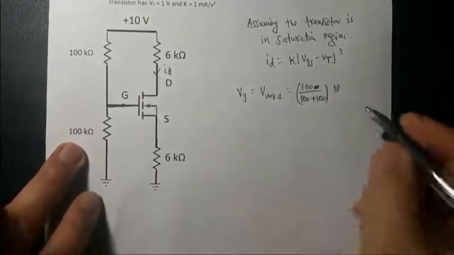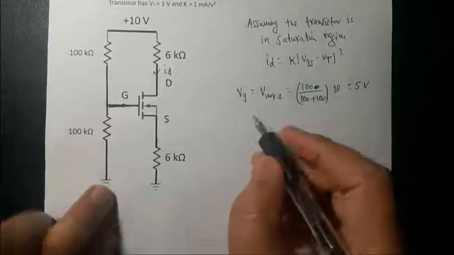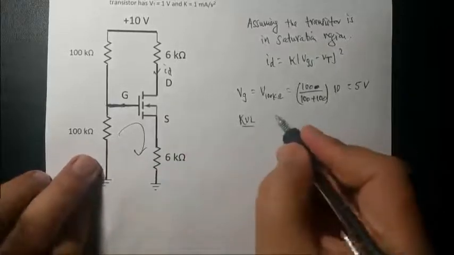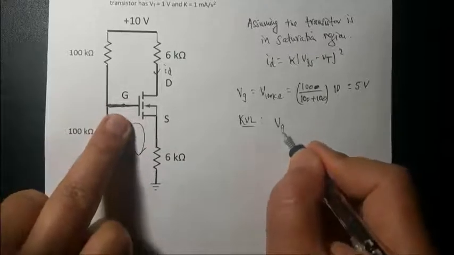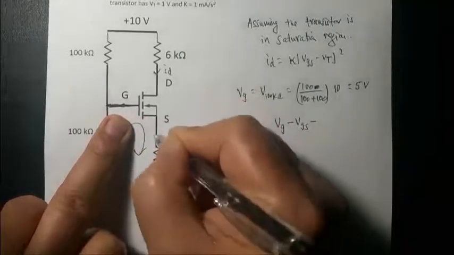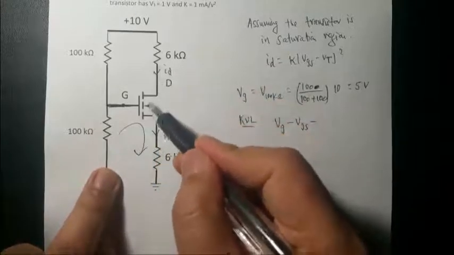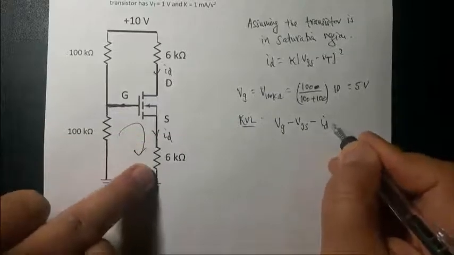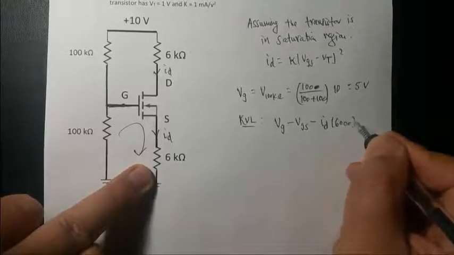Okay, so that's just the 5 volt, just the voltage divider, right? And then here KVL again, because we're going to need VGS. If you apply KVL around that, so VG, which is the voltage here, minus VGS minus the drain current, the drain current here and here will be the same, minus ID times this resistor, which is 6 kilo ohm, is equal to 0.